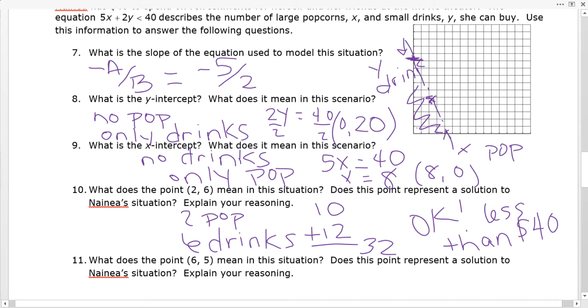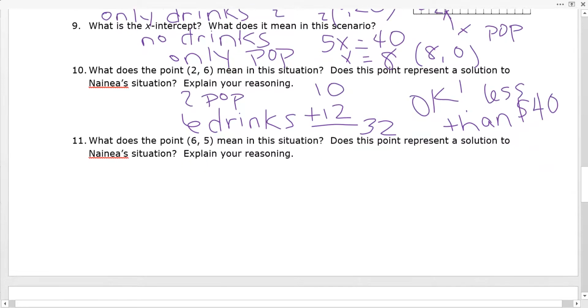And if you graphed it, it would be 2 popcorns, 2, 4, 6 drinks would be right around there, which is in our solution set. Now, if we do 6, 5, that means 6 popcorns and 5 drinks. Did I? No, I did do it right.